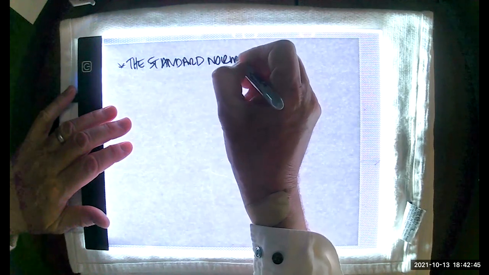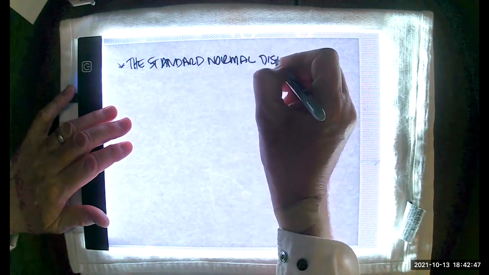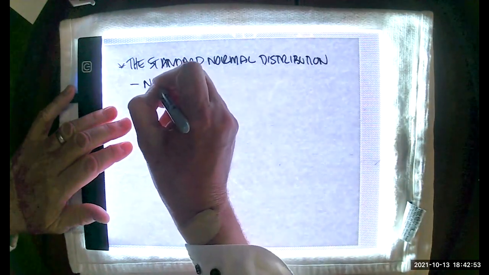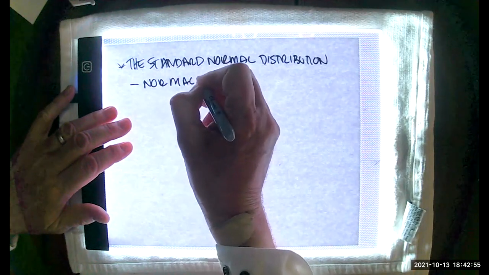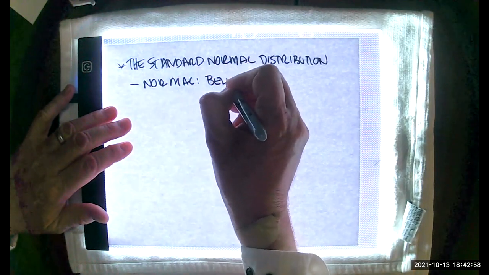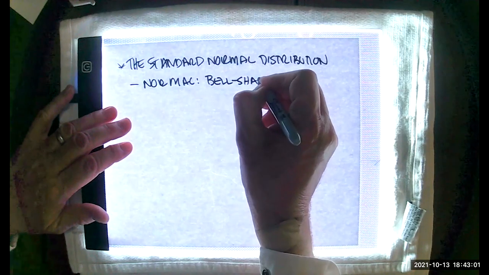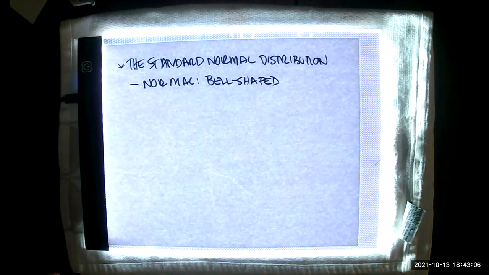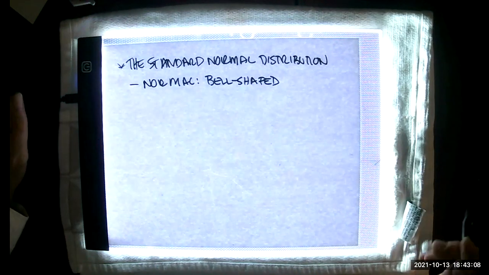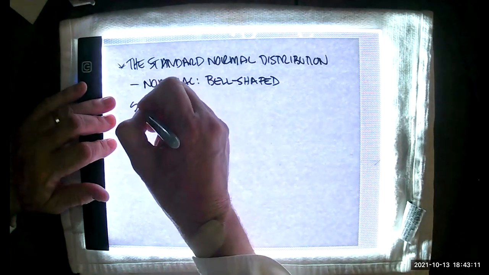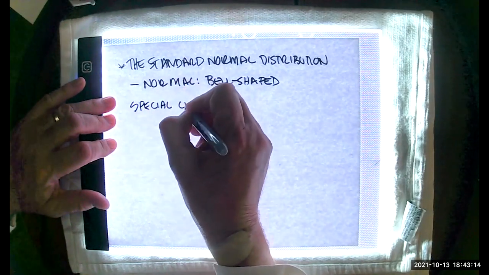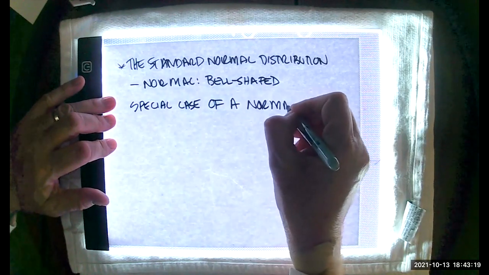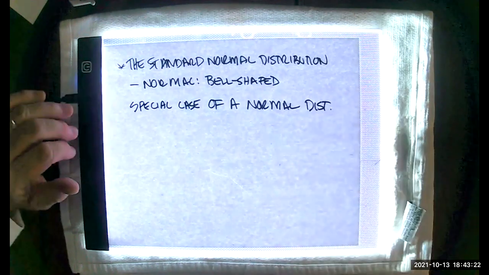We have what we call the standard normal distribution. And I'll remind people that normal means bell-shaped, if nothing else for us at this point. And the standard normal distribution is a special case of a normal distribution.